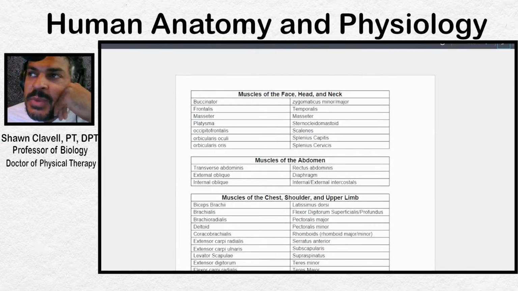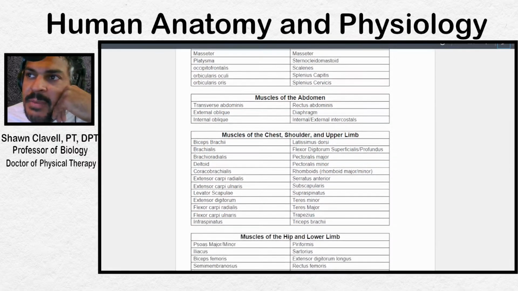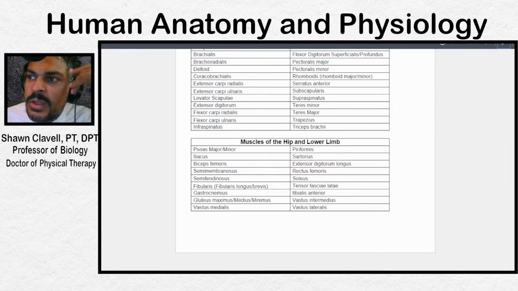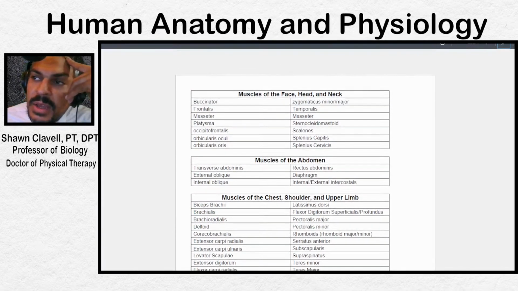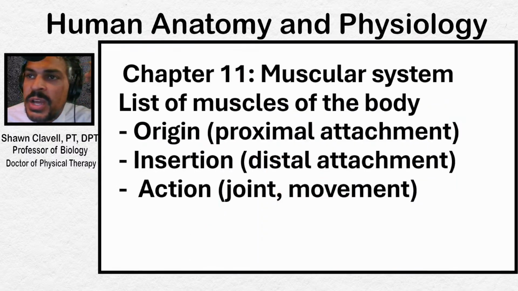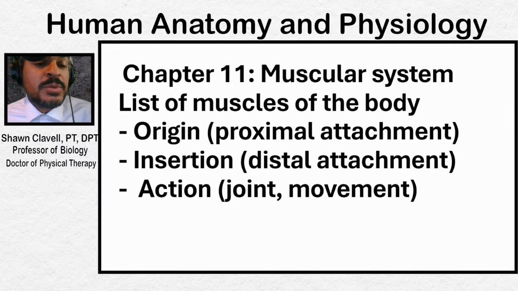Here's all the muscles: muscles of the face, head, and neck, muscles of the abdomen, muscles of the chest, shoulder, and upper arm, muscles of the hip and the lower limb. So these are the list here. There's a few muscles that you should be able to identify, and the concept is, what should I know? Here's what you want to know. Be able to identify it if you saw it in a picture. If you saw this muscle in a picture, could you identify it?